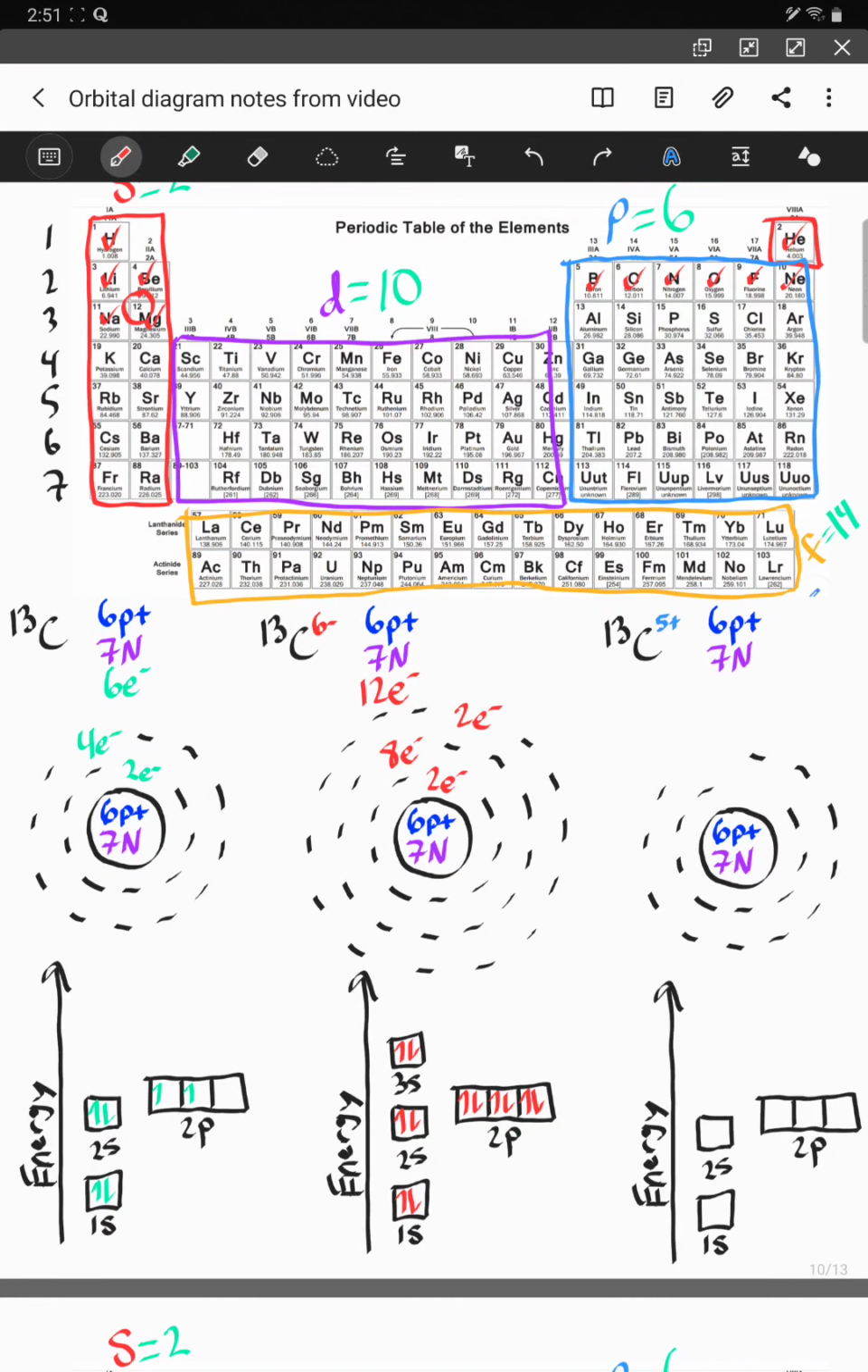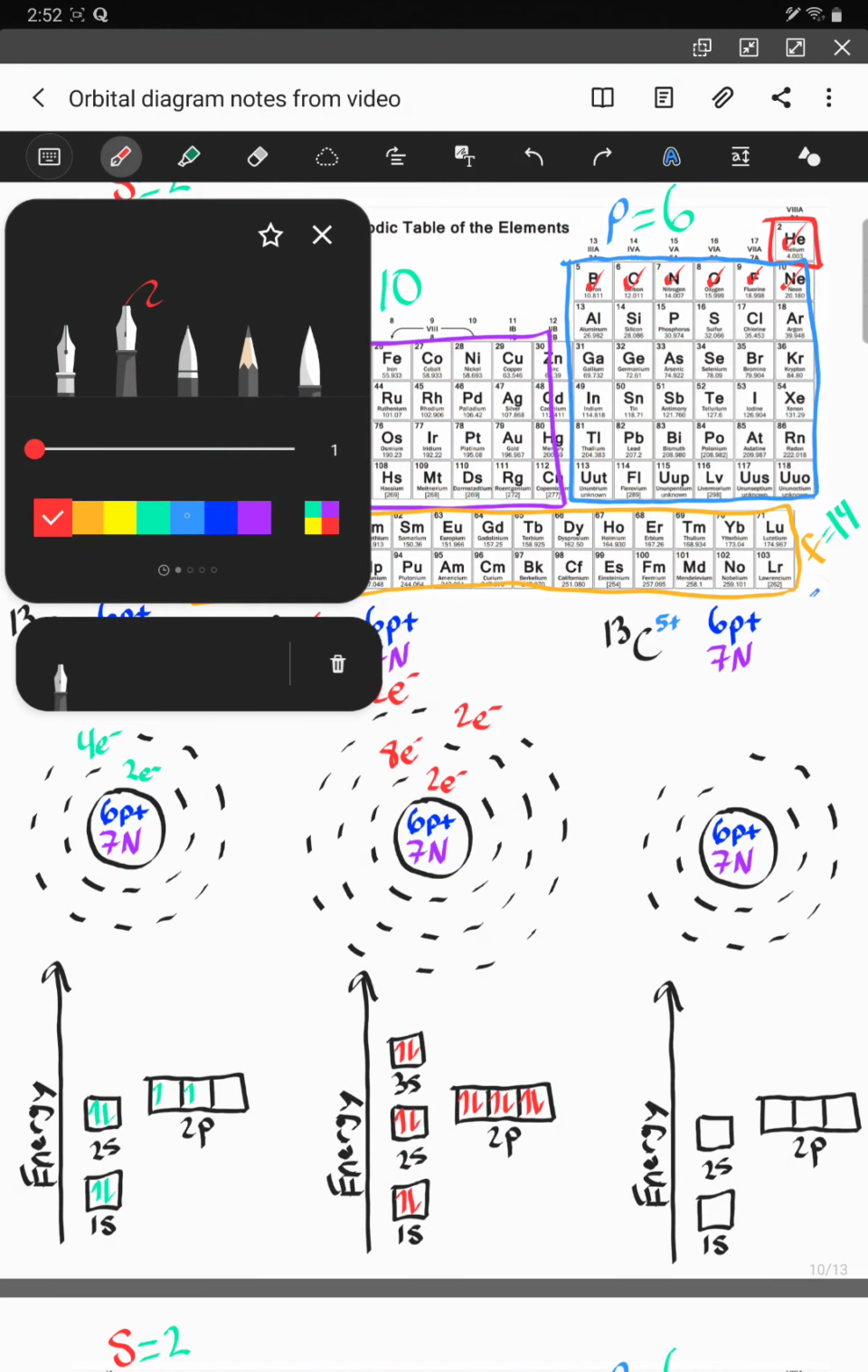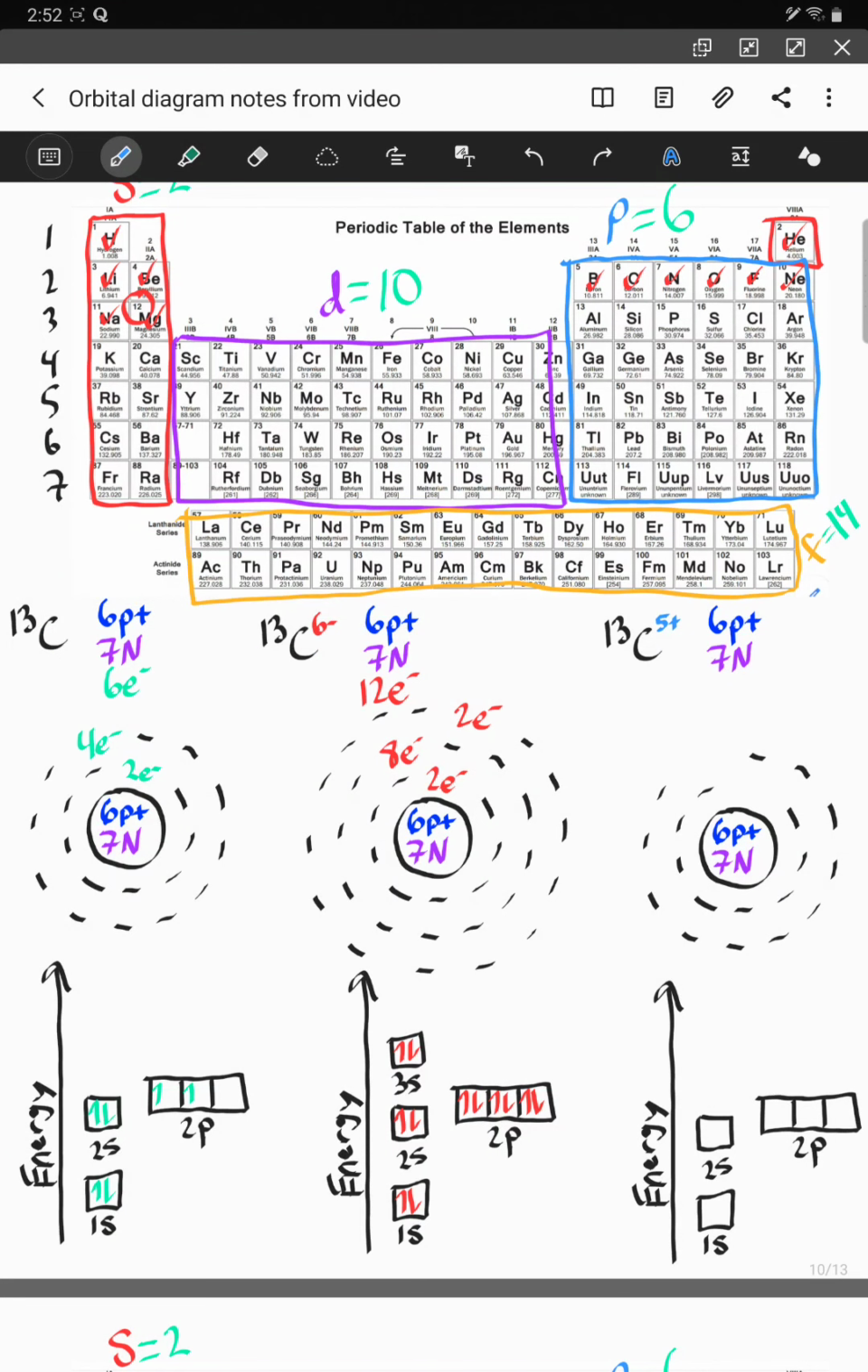All right, next we have carbon with a +5 charge. So if you want to take a guess on how to do this, pause the video real quick and try to figure it out on your own first. All right, carbon with a +5 charge. Again, the protons and neutron number is not going to change. And let's calculate how many electrons there should be.